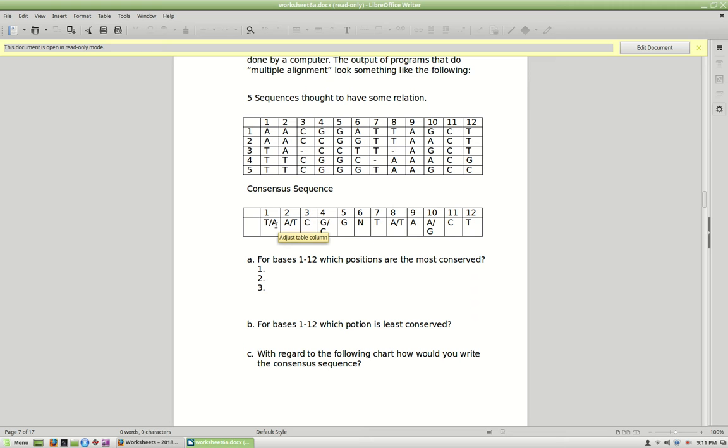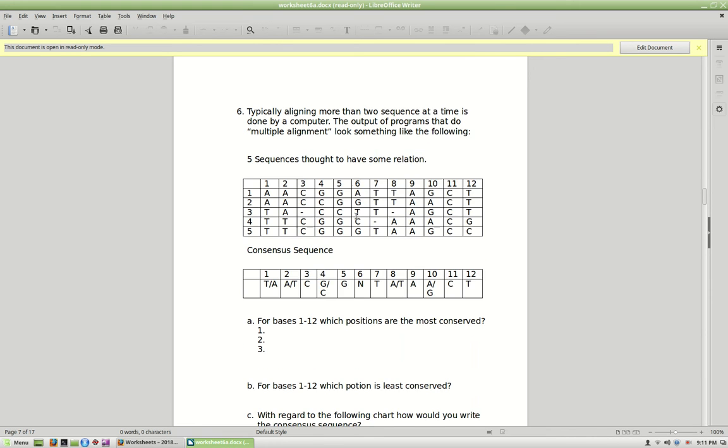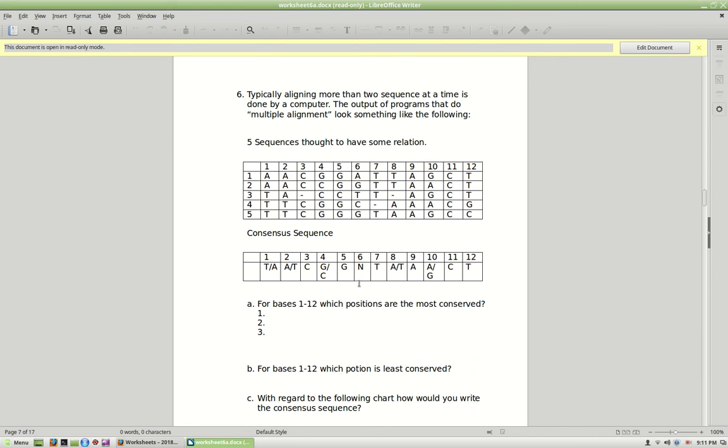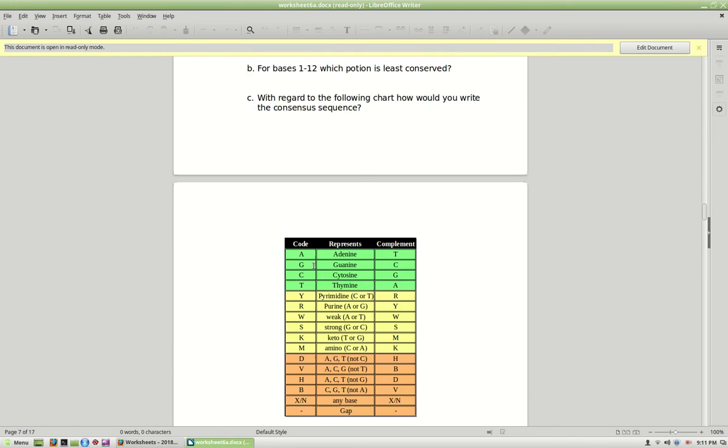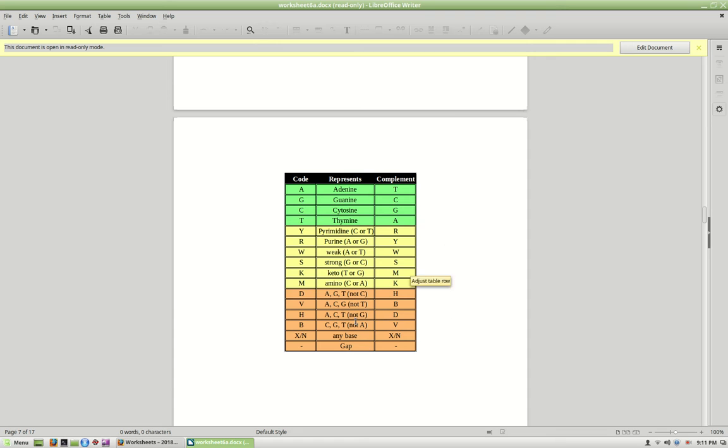Notice here I have T or A or T. Usually the first one is the dominant one if there's an issue. C or G. Go through here. Now I do want to explain this. A pyrimidine is Y, which means C or T, and the complement to that is R. That means, instead of a C or a T, that's going to be an A or a G. As you can see, R, these are across.